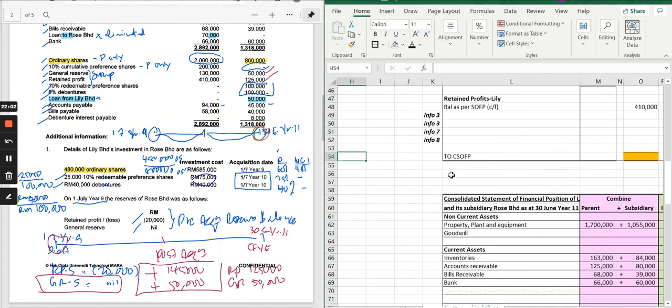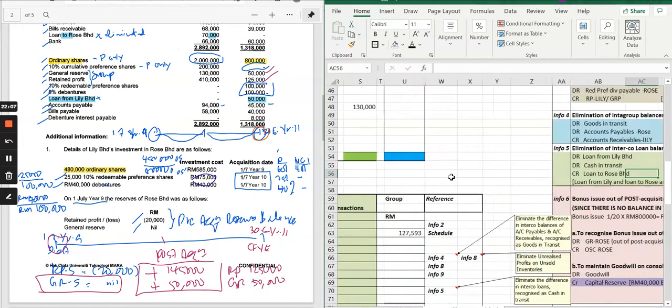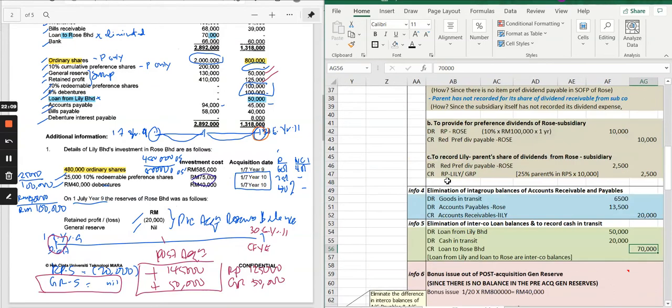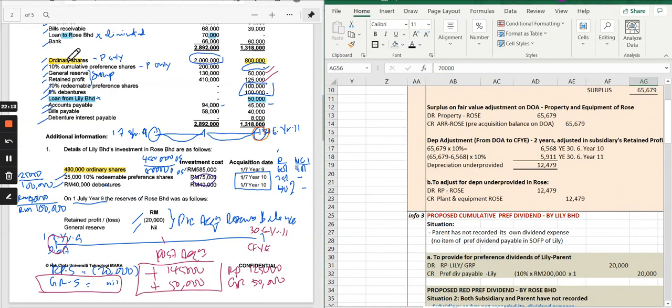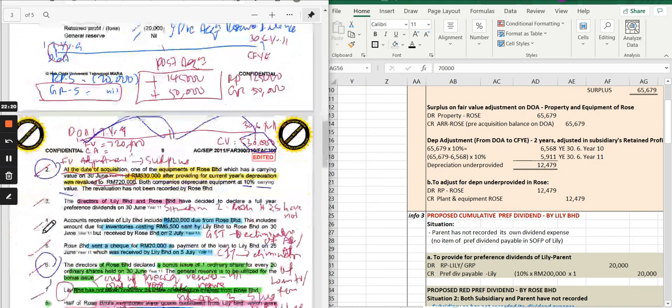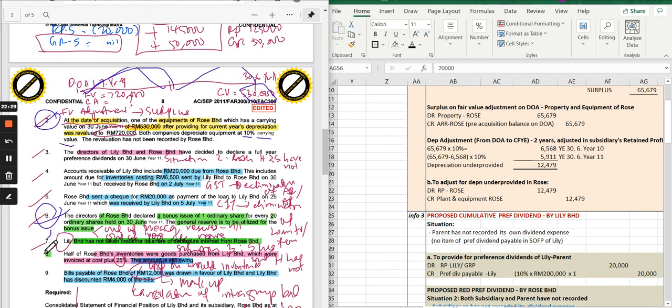Okay, then now we're going to do the remaining consolidation adjustment. So let's do each of them. I'm now going to focus on information by information. So we have already done number 1 check, number 2 check, done. Now we are going to do number 6 also check. We're going to do 3, 4, 5, 7, 8, and 9.